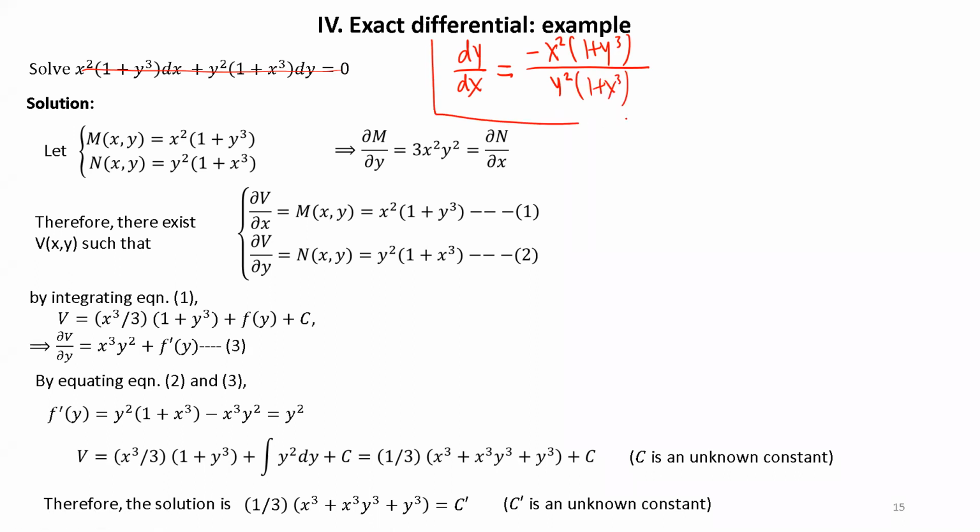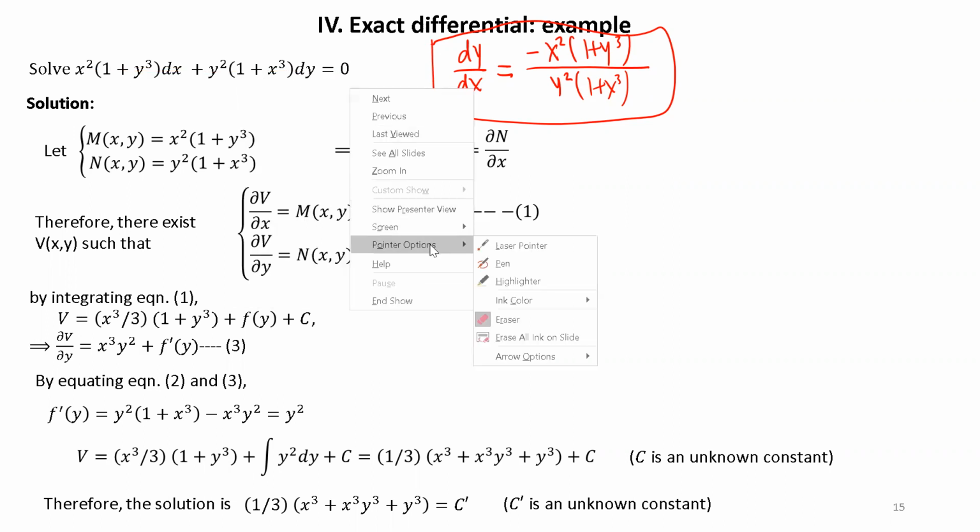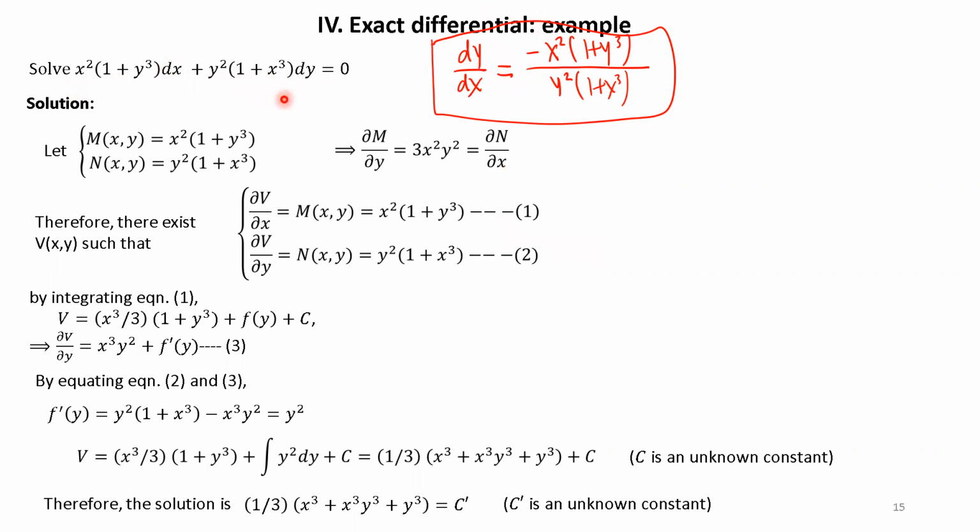Right. So let's say this is the question. I want you to solve this equation. This is the question here. First of all, you write it in this form, on the left. Then you have this component and this component. You call this one the capital M, and you call this one the capital N. So that's what I write here.